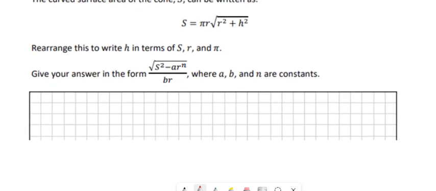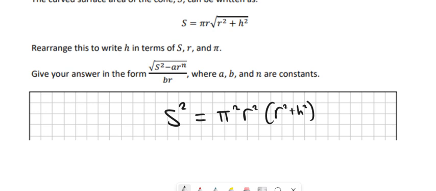Right, here then we just have to rearrange. The first thing I'm going to do is square both sides. So we get s squared is equal to, we have to square everything, so pi squared r squared, and then r squared plus h squared. That just removes the square root there.